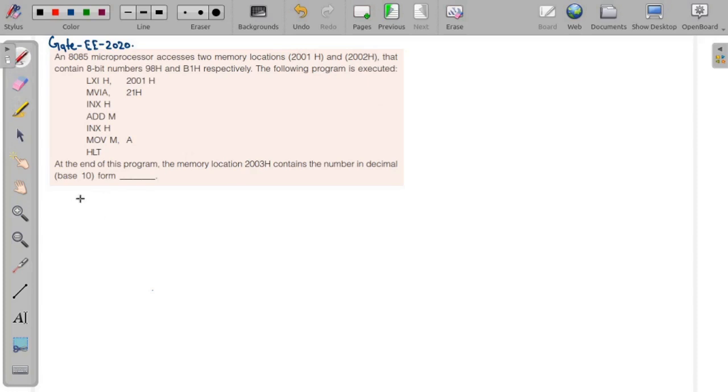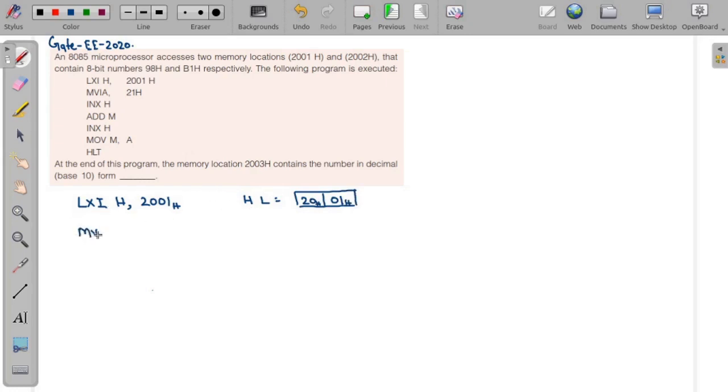What is it? It is LXI H, 2001 H. So what does this mean? Load immediate HL pair with this address location, okay. So my HL pair will be stored with 2001, okay, in hexadecimal. So this will load immediately.